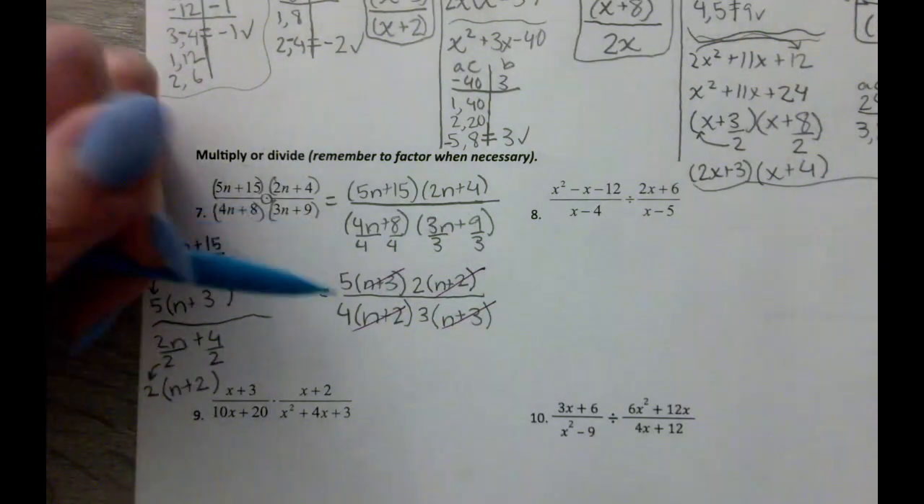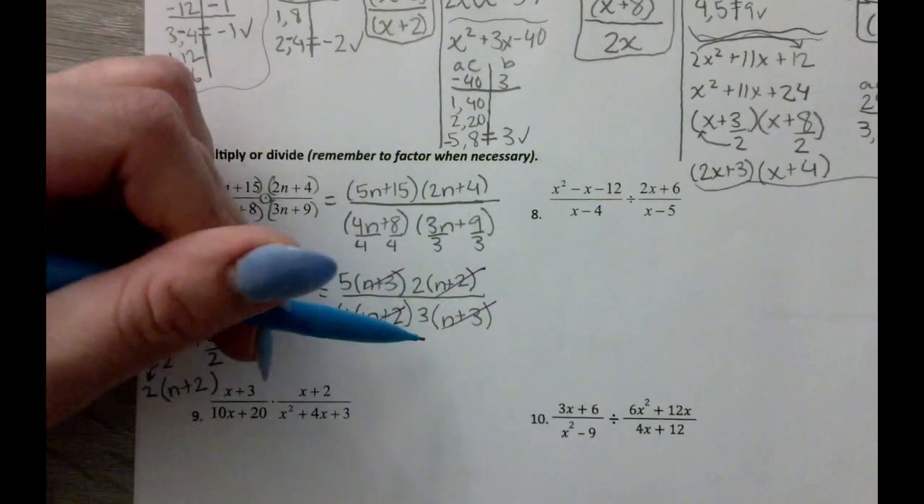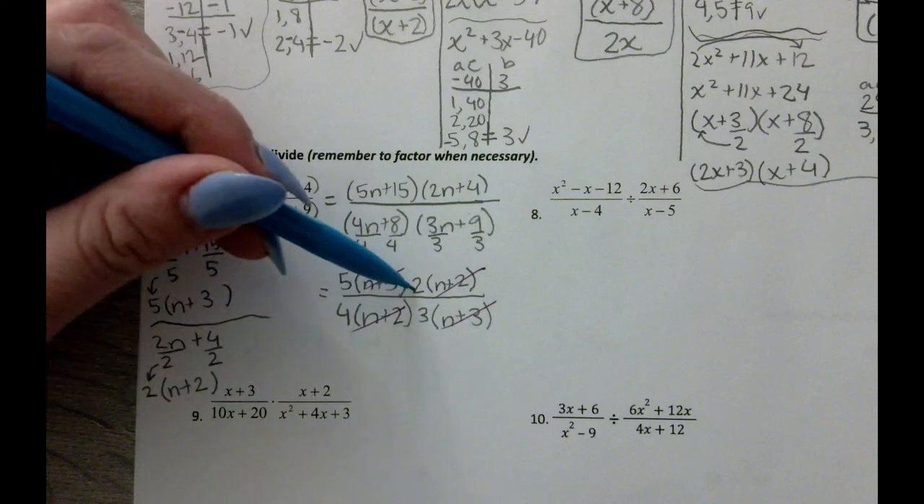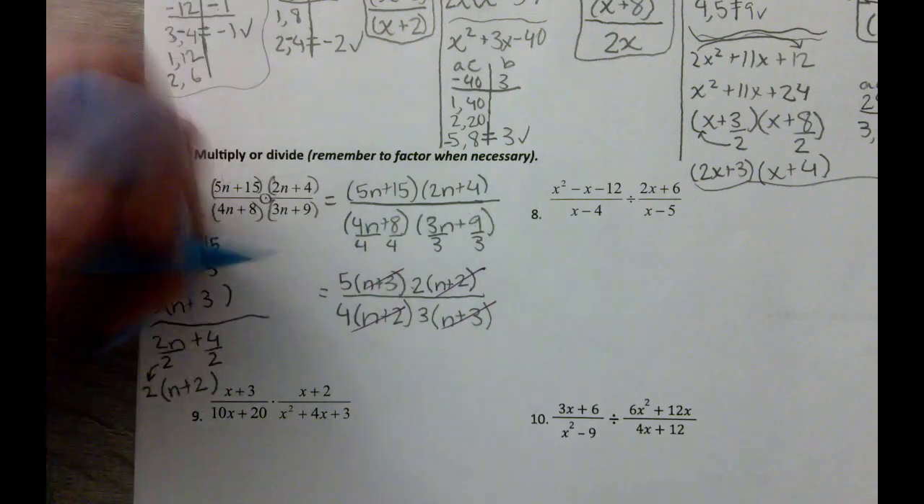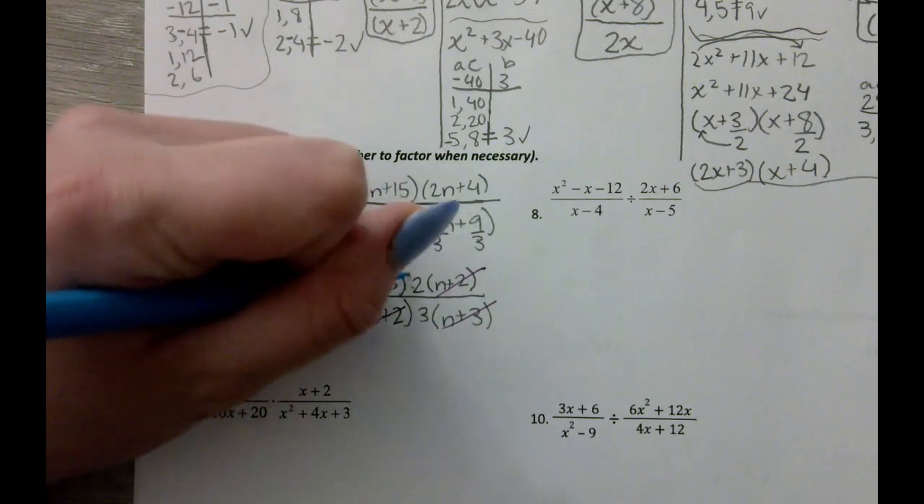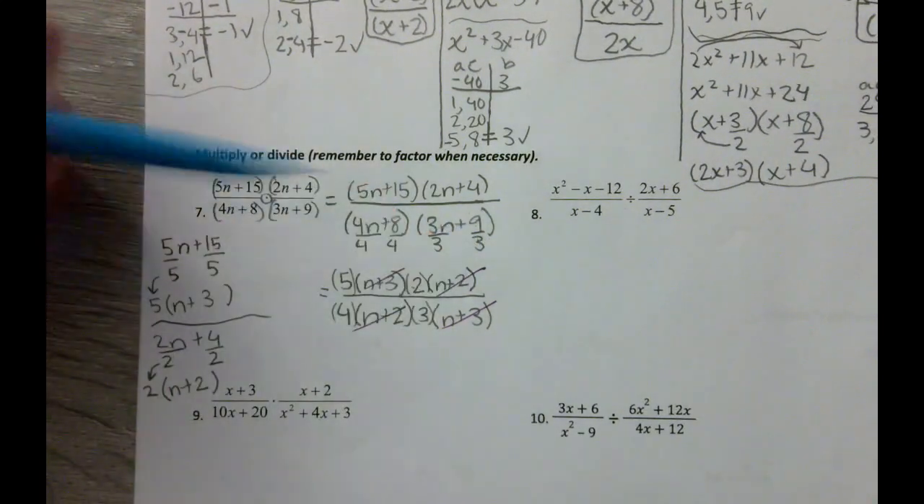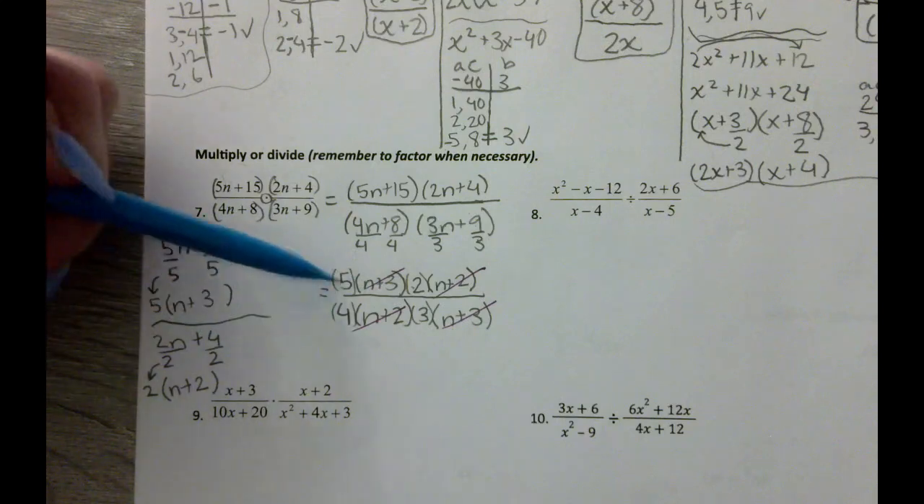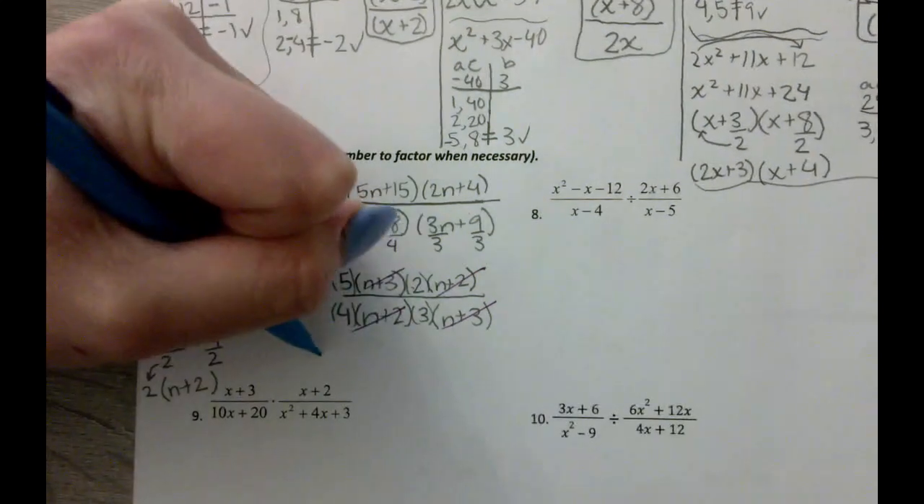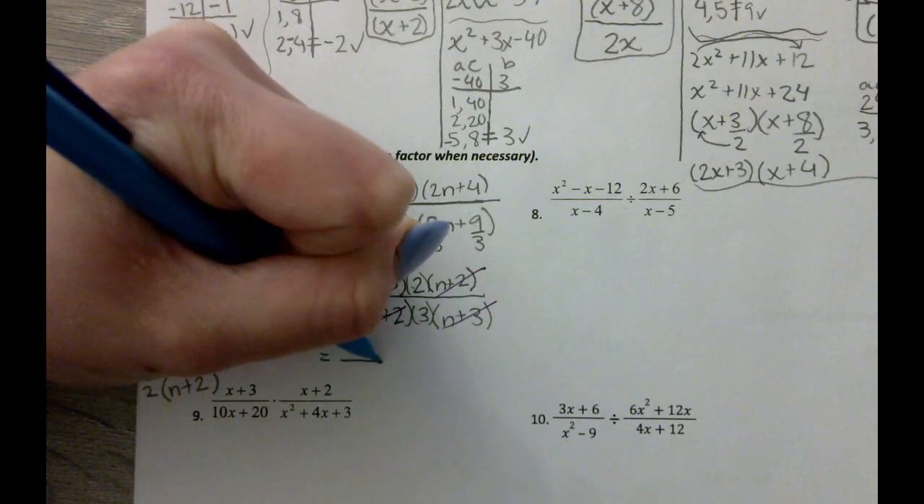Now, don't forget, this whole time, all of this is multiplication. So this is 5 times 2 on top, not 5 plus 2. And if you're not convinced, you can put these in parentheses to further convince you. This is all multiplication. So I recommend you multiply, and then we can reduce.